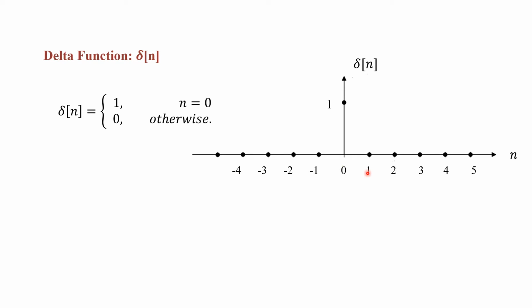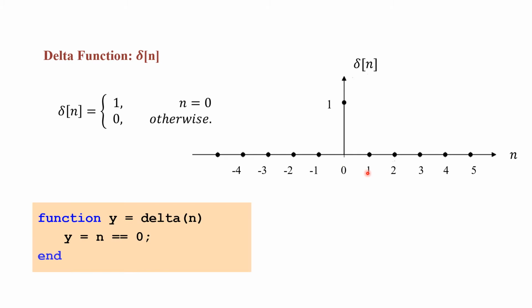In Matlab, we can implement the delta function using the following code. The name of the function is delta, the input is n, and y, which is our output, is defined as n equals 0. That means we're checking each value in the array n. Where n is equal to 0, y will be equal to 1. Otherwise, y will be equal to 0.